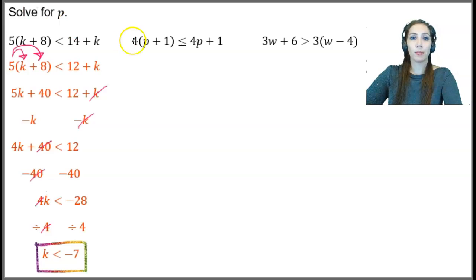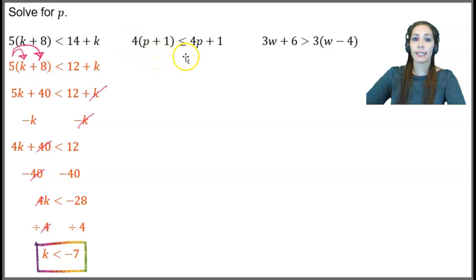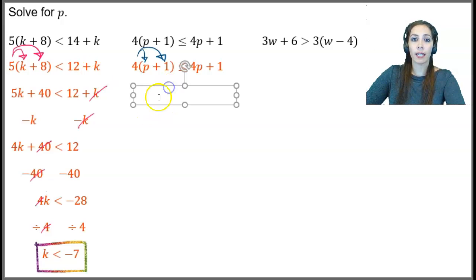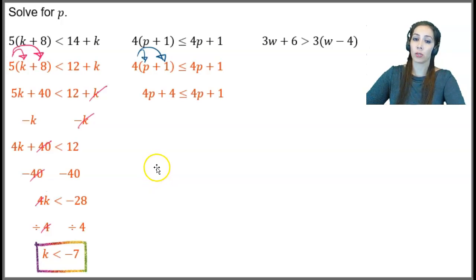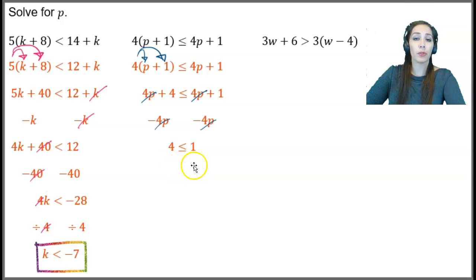On this second problem here, 4 times the quantity p plus 1 less than or equal to 4p plus 1, we're going to do the same thing. First of all, I am going to distribute that 4 to the p and then the 4 to the 1. When I do that, I get 4p plus 4 less than or equal to 4p plus 1. Again, we want variables on one side, numbers on the other, so I'm going to subtract 4p from each side. But look what happens when I do that. The 4p's cancel out on both sides, so I end up with an inequality that has no variables. It just has 4 less than or equal to 1.